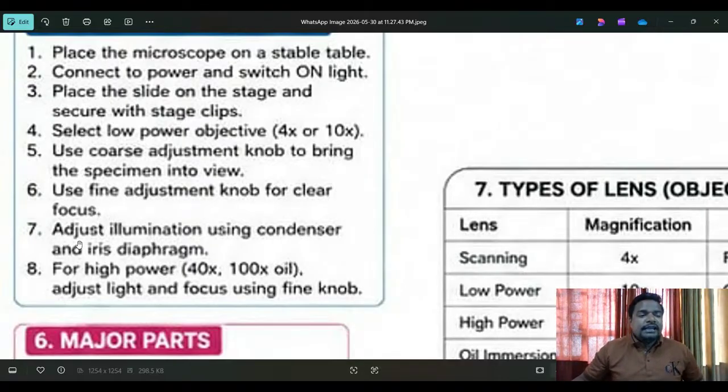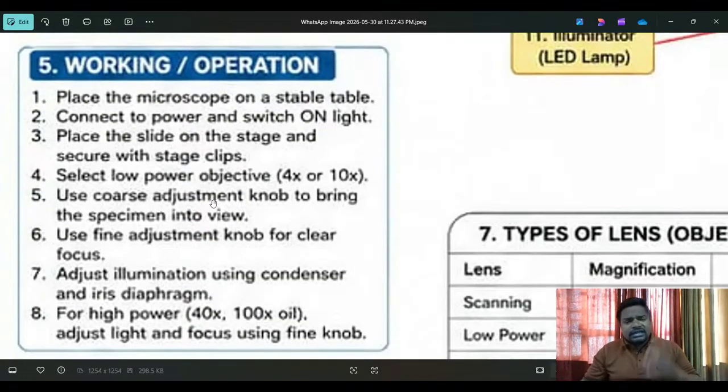And seventh one, adjust illumination using the condenser and iris diaphragm. Eighth point is for high power, 40x or 100x oil, adjust light and focus using the knob. Simple. These are the normal things you can understand. When I show you one time, you can operate it and see.